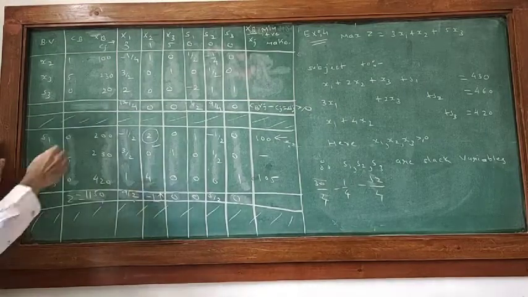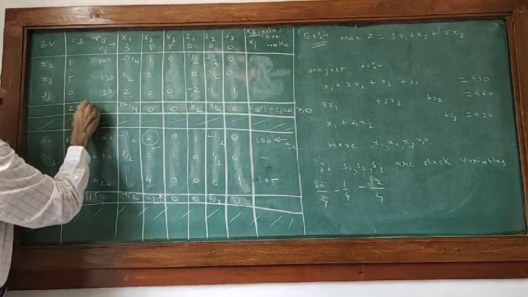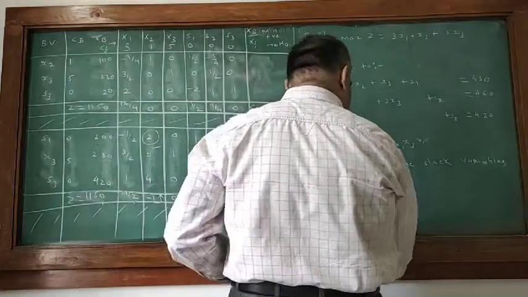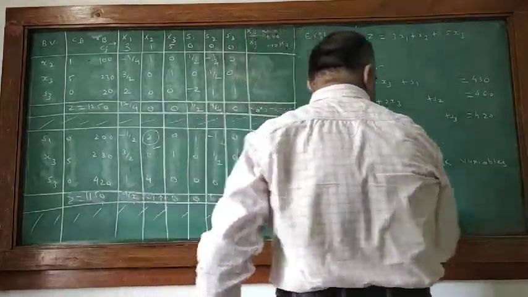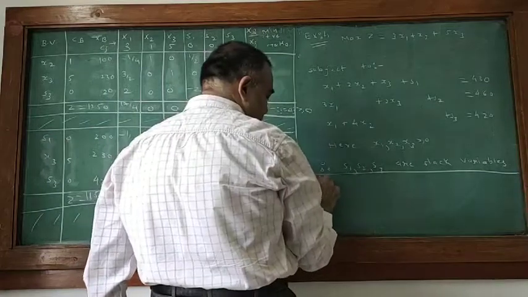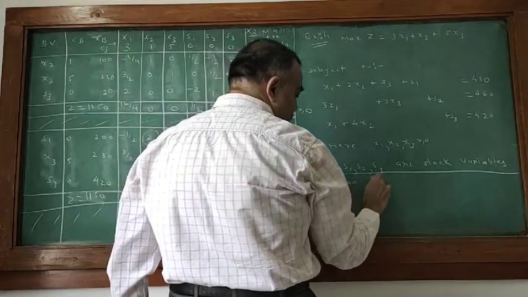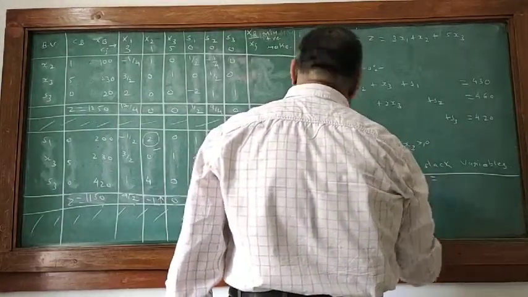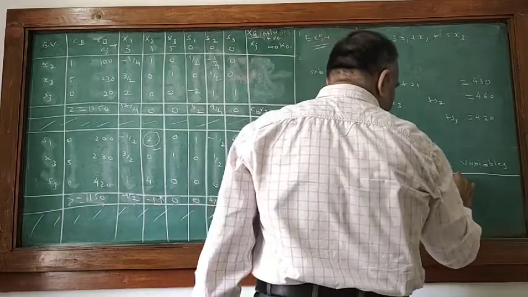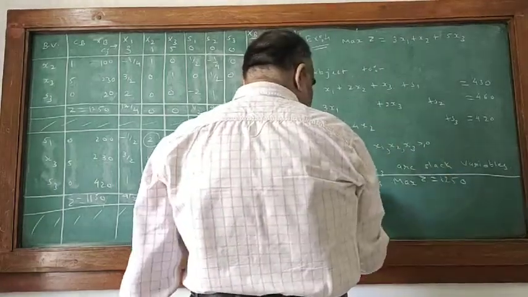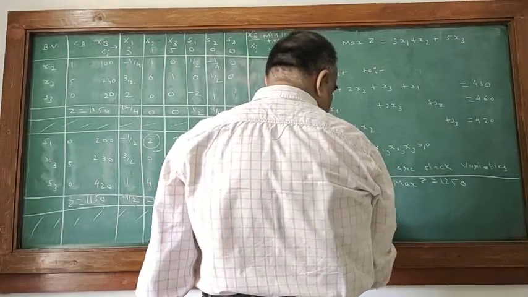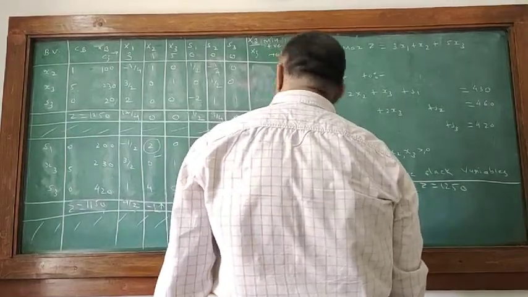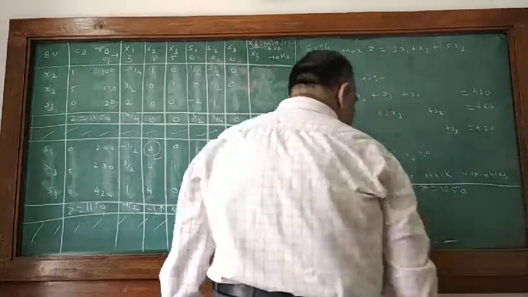And therefore maximum z is 1250. So this is the solution. Therefore the solution is maximum z equal to 1250, x1 is 100, x2 is not there, therefore it is 0, and x3 equal to 230. This will be the solution.